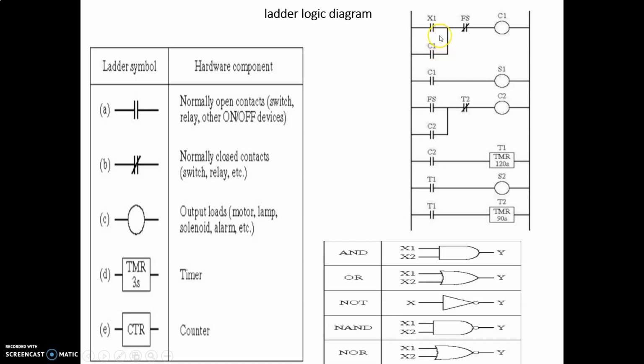Then we have these kinds of connections here. So what does this mean? This means a normally open contact. It's a normally closed contact. It's an output, right? In the same way, here is the timer mentioned. So here we are trying to use whatever we have learned in a diagram.